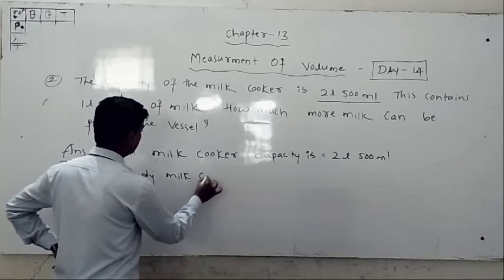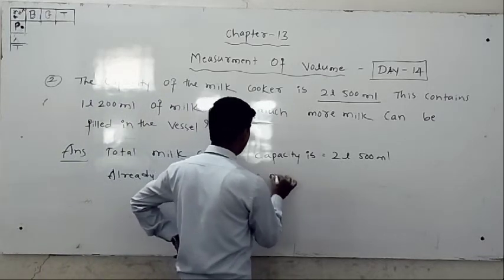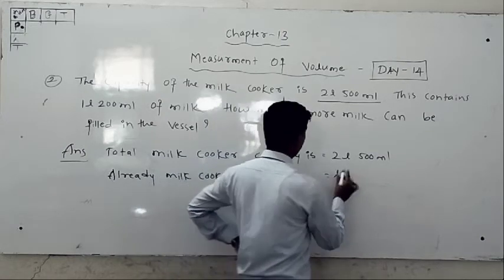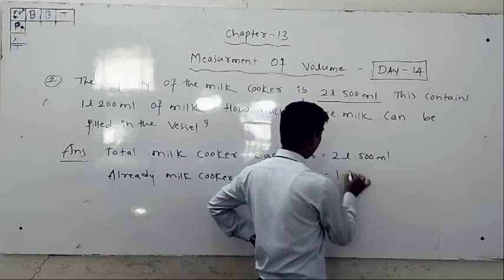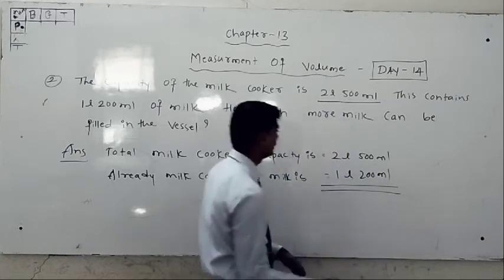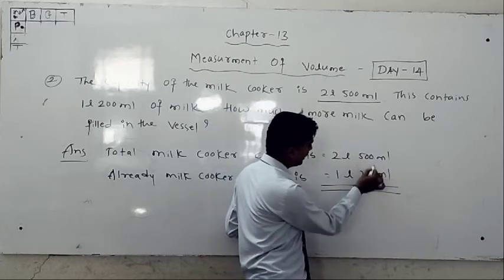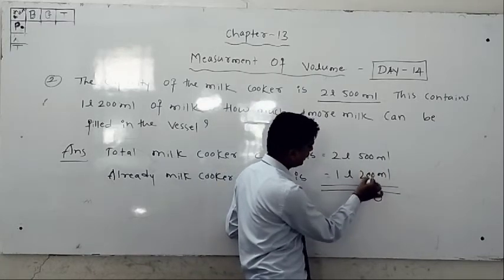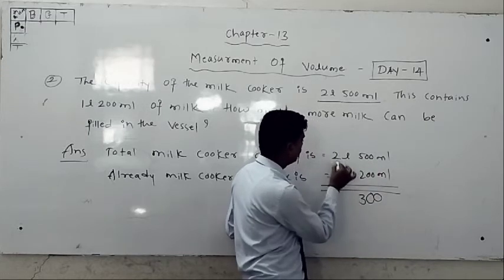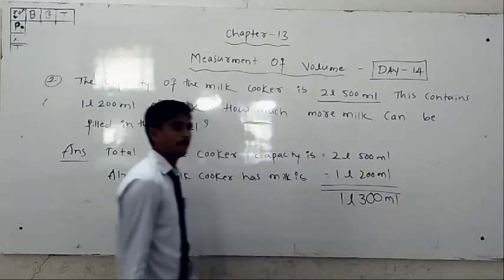Already milk cooker has milk is 1 liter 200 ml. 1 liter 200 ml. Okay. Then 0 minus 0, 0, 0 minus 0, 0, 5 minus 2, it is 3. 2 minus 1, it is 1. 1 liter 300 ml. Okay.